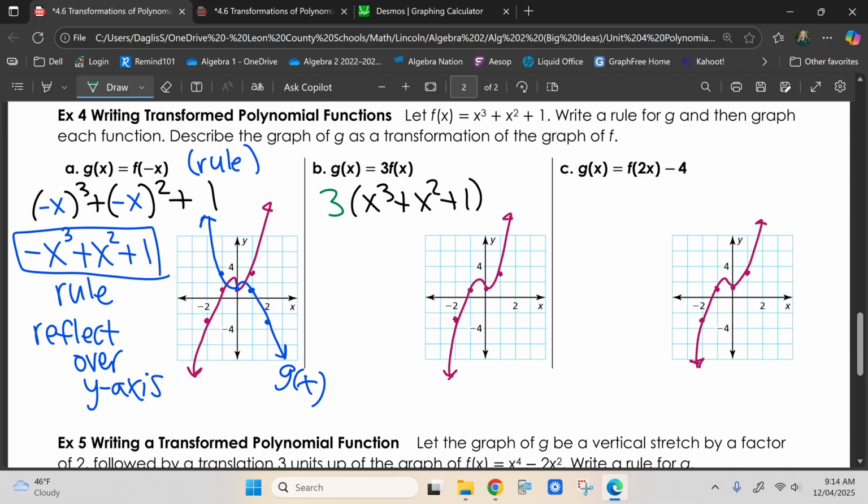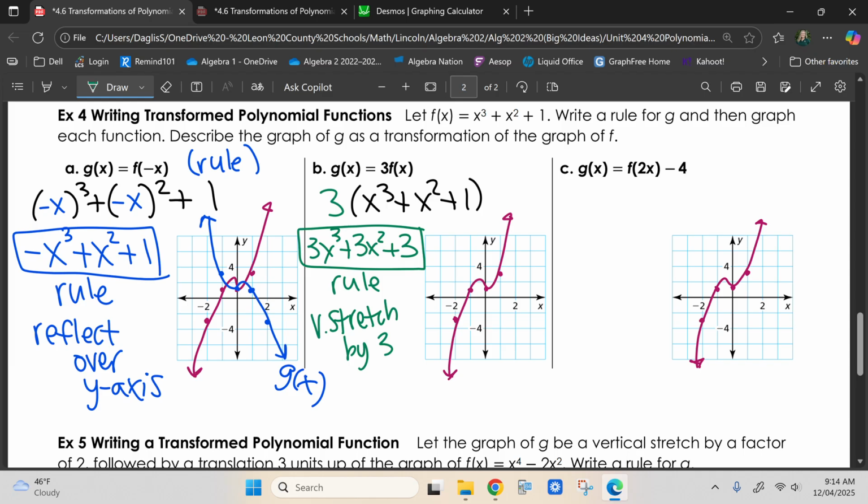Okay? So yes, that is a rule. I want my simplified rule, so I'm going to distribute that 3 all the way through. I'm going to get 3x cubed plus 3x squared plus 3. Here's my new rule. What transformation happened when I multiplied everything by 3? A vertical stretch. Your vertical stretch by how much? By 3. Is that going to affect my original x's or my original y's? My y's. Good. All of my y's will get multiplied by 3.